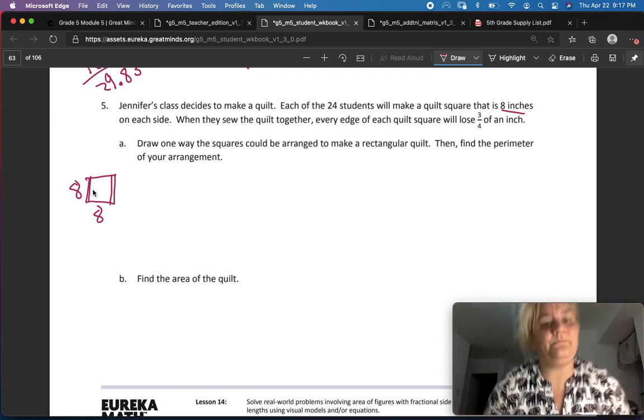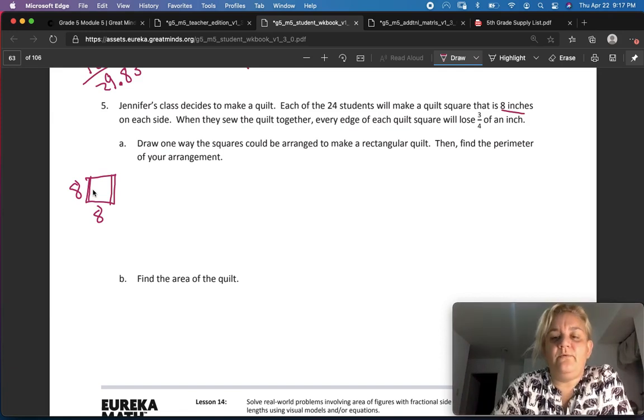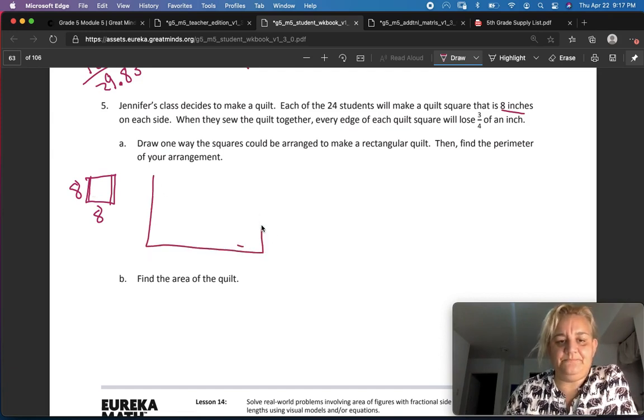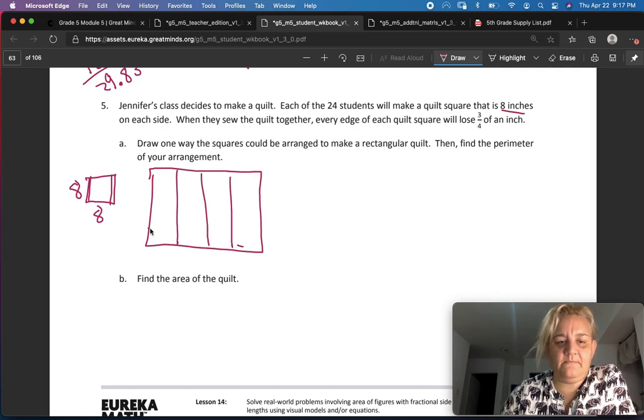Okay, so if we have 24 students, let's say we're making quilt squares, let's say 6 going this way and 4 going this way.